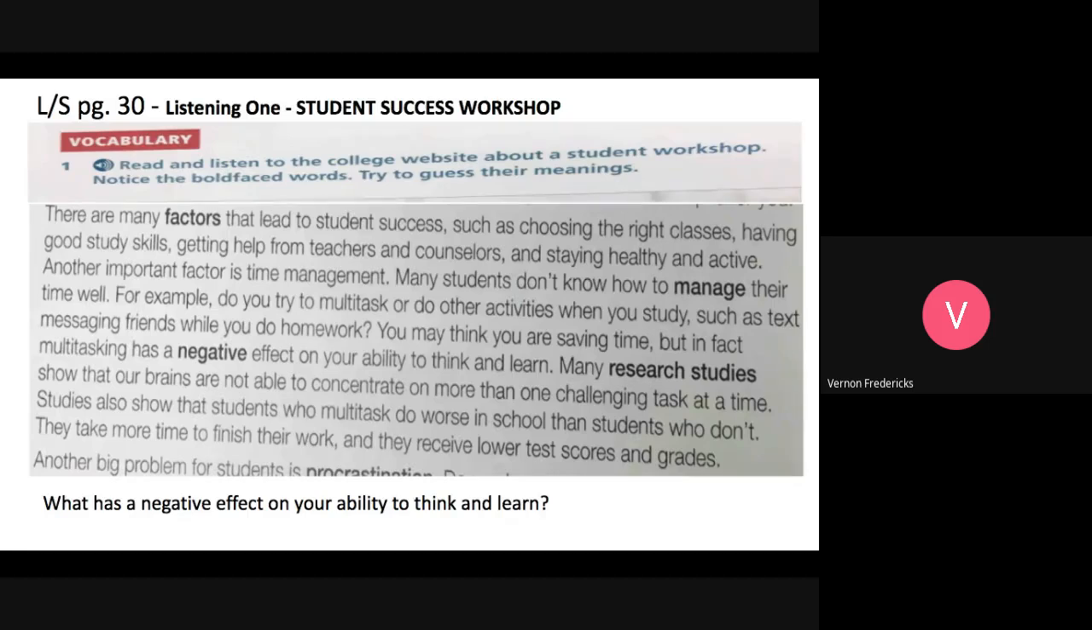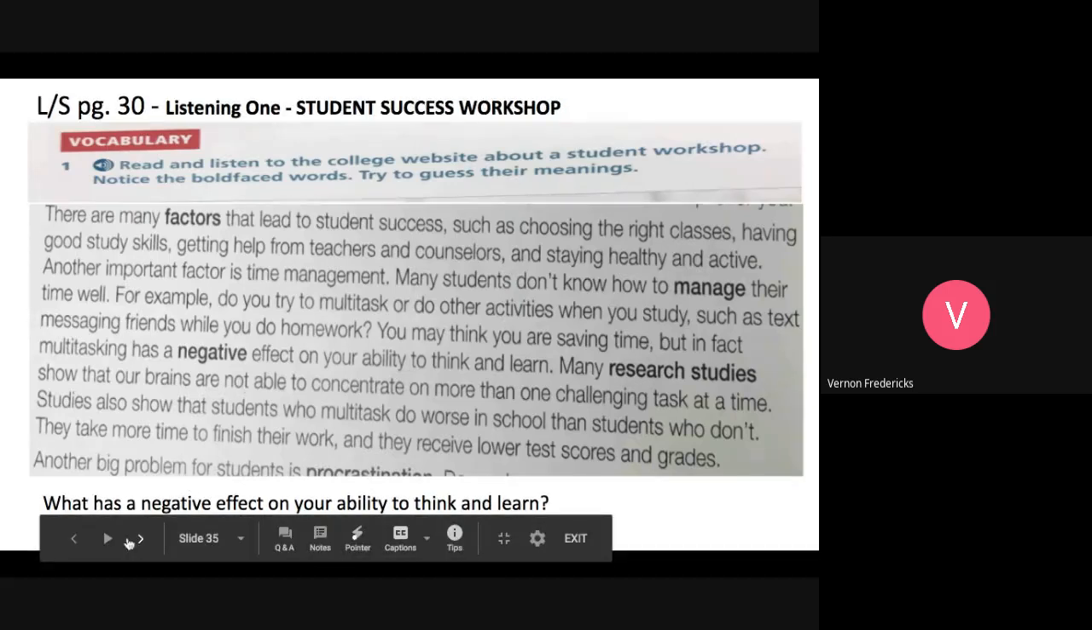So multitasking means doing a lot of things at the same time. It has a negative effect on your ability to think and learn. Many research studies show that our brains are not able to concentrate on more than one challenging task at a time. Studies also show that students who multitask do worse in school than students who don't. They take more time to finish their work and they receive lower test scores and grades. So the question at the bottom is, what has a negative effect on your ability to think and learn? The answer is multitasking.